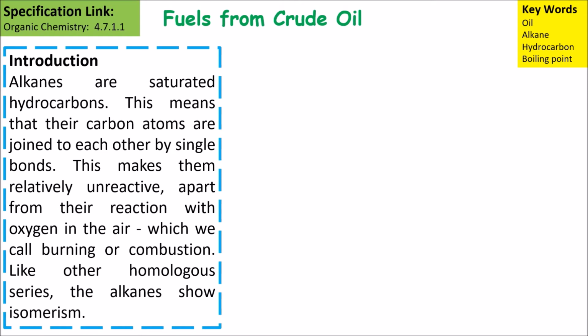Alkanes are saturated hydrocarbons, so this means that their carbon atoms are joined together to each other by single bonds, making them quite unreactive, apart from their reaction with air, which occurs during burning.